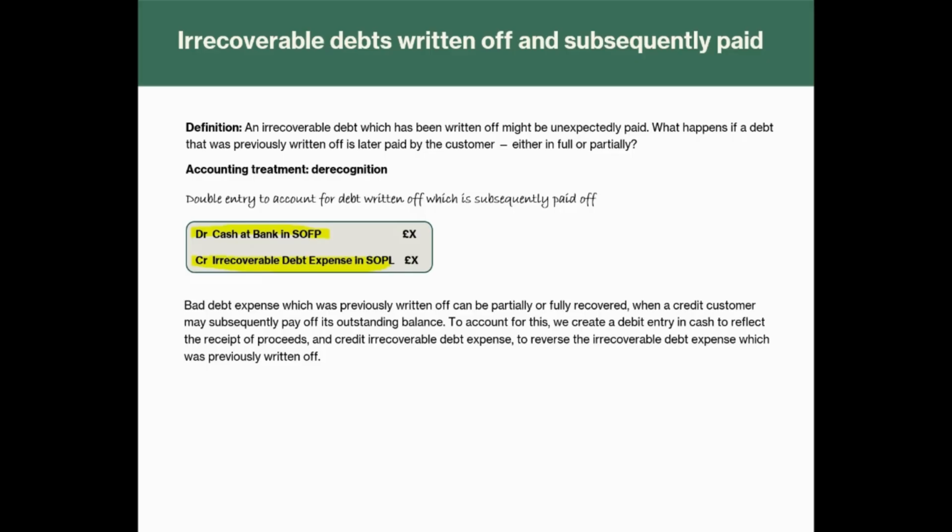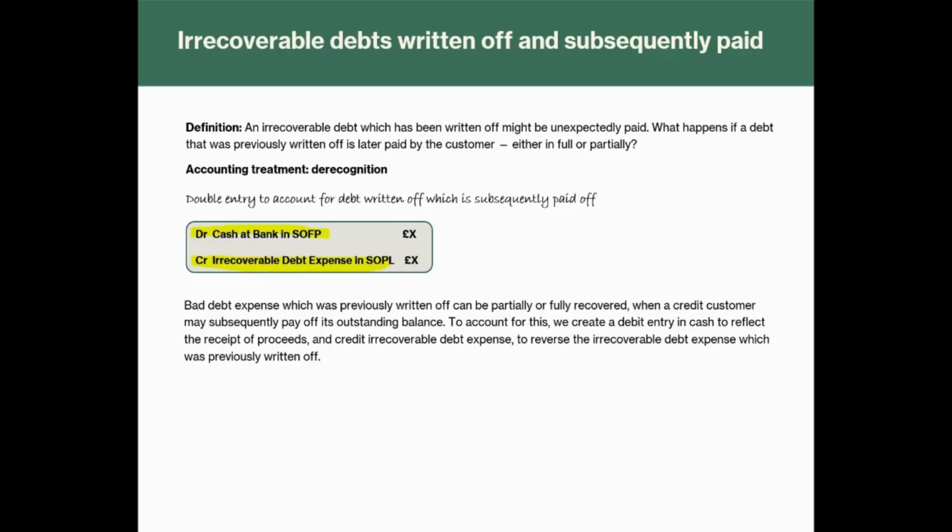A key point to remember is that no adjustment is made to the trade receivables account. The receivable was derecognized at the time of the write-off, meaning the asset was removed from the statement of financial position because it no longer met the definition of a recoverable asset. Since the receivable no longer exists in the accounting records, it cannot be adjusted again. We also do not adjust revenue because the revenue recognition criteria were met at the point of sale. The business delivered the goods or services, and the performance obligation was satisfied.